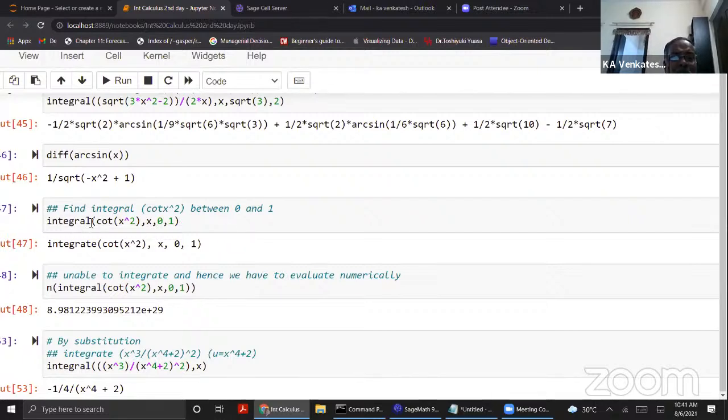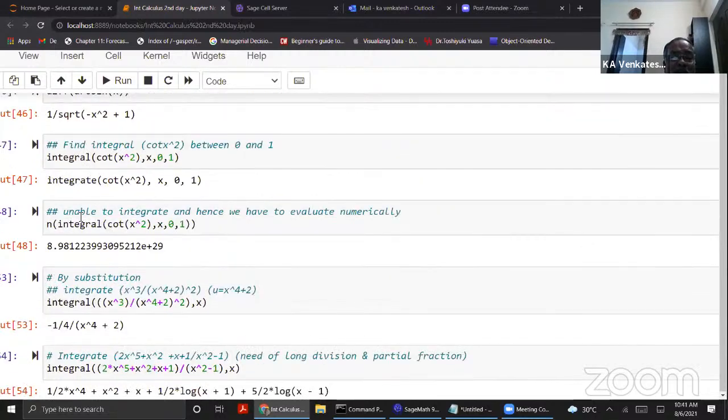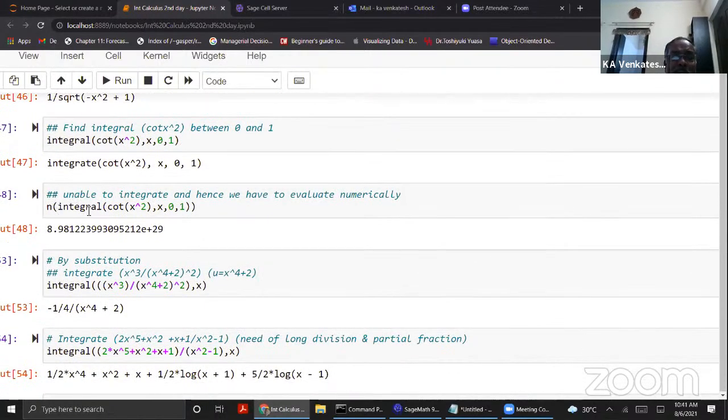Now when you do the integral of cot x square, x, comma 0 comma 1, the analytical way is not possible. So the numerical way is the only way we have to evaluate this kind of thing. This as well as tan x square are good examples where we cannot do the general way. Numerical integration is possible. Therefore, I'm using N integral of cot x square comma x between 0 and 1. It gives the value like this.